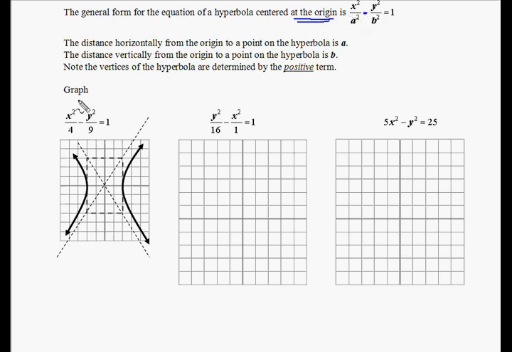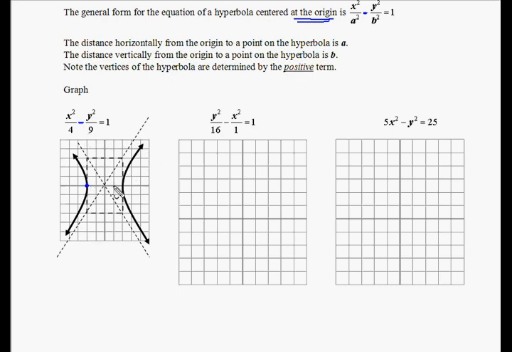Let's look at an example of that. If we had x squared over 4 minus y squared over 9 equals 1. In the x direction, we'll be going 2 from the origin in both directions. And in the y, we'll go a distance of 3. So we'll go up vertically 3 and down vertically 3. Now the difference with this equation is that it's a minus. So it's not the ellipse, it's not the circle, it's the hyperbola.